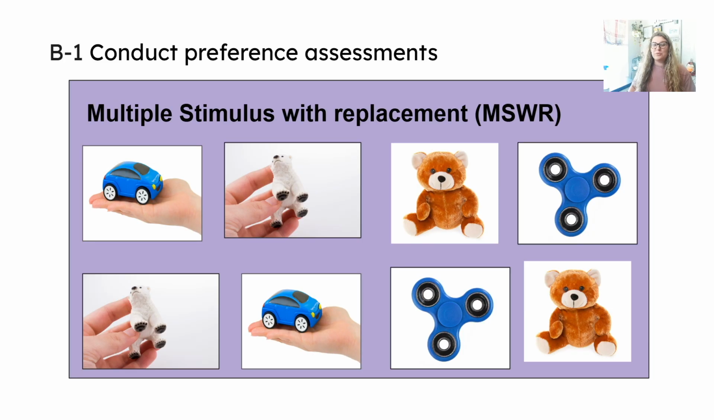And then you have your multiple stimulus with replacement. So let's say we give them a lineup of four: the car, the polar bear, the stuffed animal, the spinner, and they choose whatever they choose. Let's say they choose the car, right? They play with it, you ask for it back, and then you put it back in the lineup, mix it all up, and re-present the prompt. So, just choose one. You continuously do that to see how many times each item is picked, and you basically build a hierarchy.